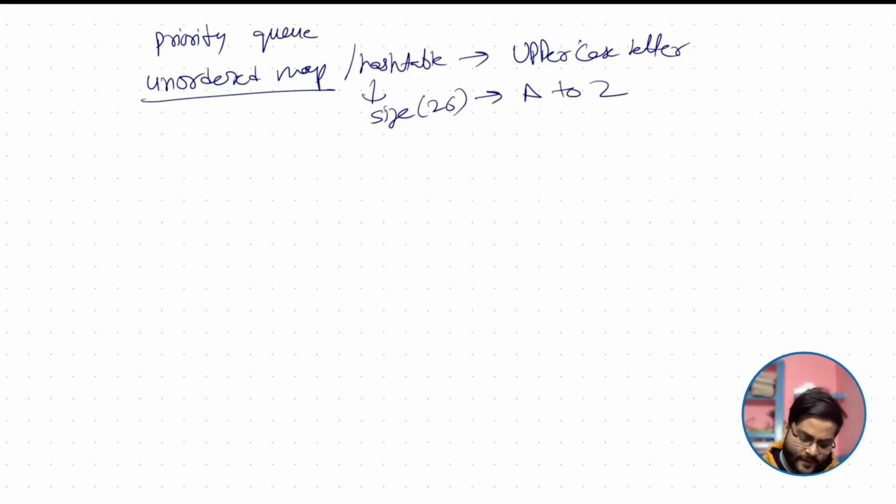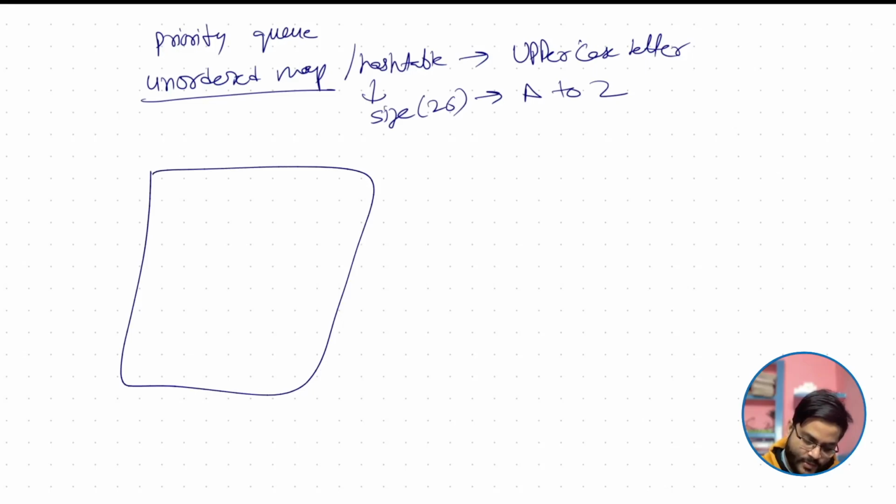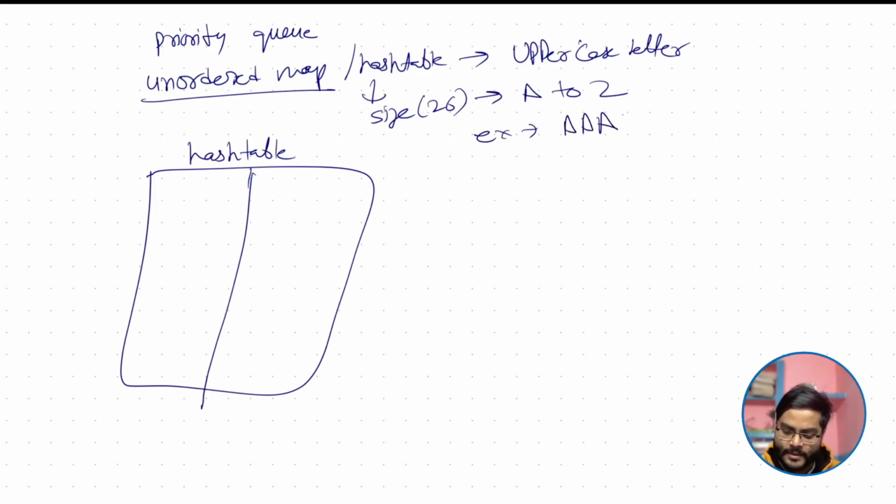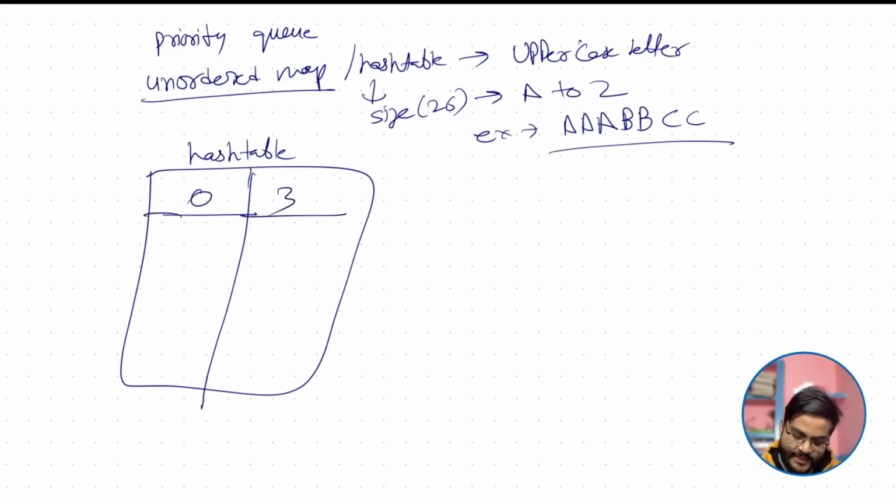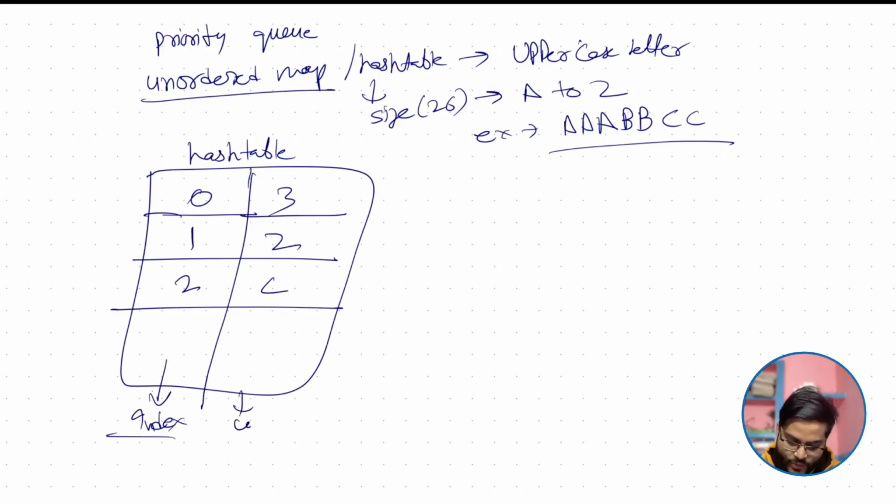What I will do, I will first put all the counts in the hash table. Let's take an example. We have triple A, double B, double C. So this hash table will store at index 0 the count 3, at index 1 the count 2, at index 2 the count 2. These are nothing but indexes. If you are taking a hash table, this is the index, this is the count value. If you are using a map, then it will be A, B, C like this, and this will be 2.